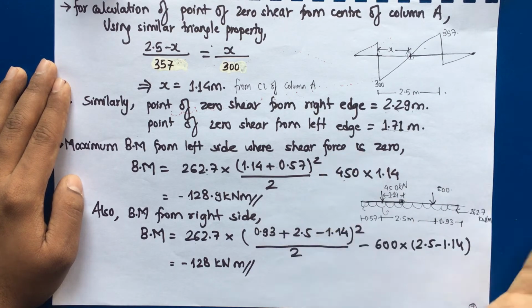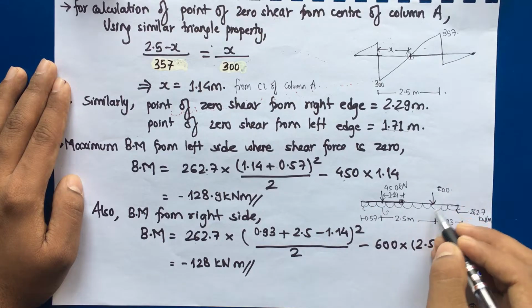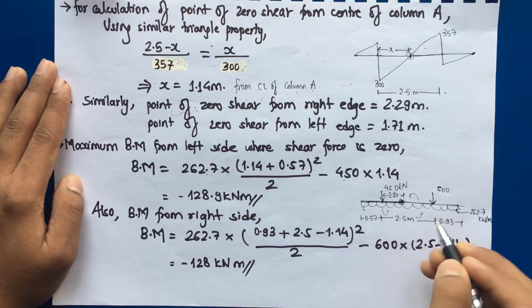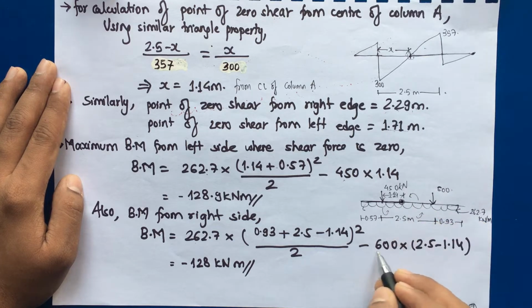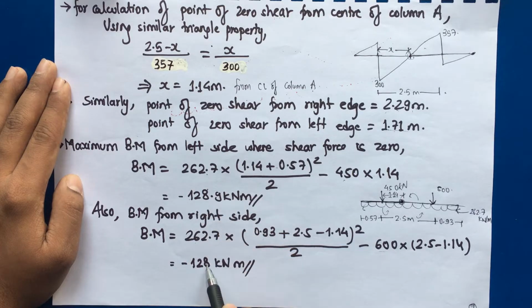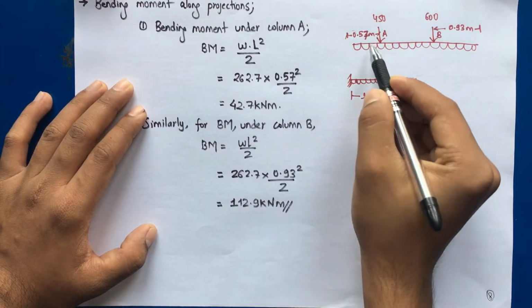And considering this part, right to left, anti-clockwise positive. So the UDL gives an anti-clockwise moment about this point, and this gives a clockwise moment, so this will be negative. And both values will come as 128.9. I forgot to write 128.9 here, so this also comes as 128.9. So now let's calculate bending moment along the projection.